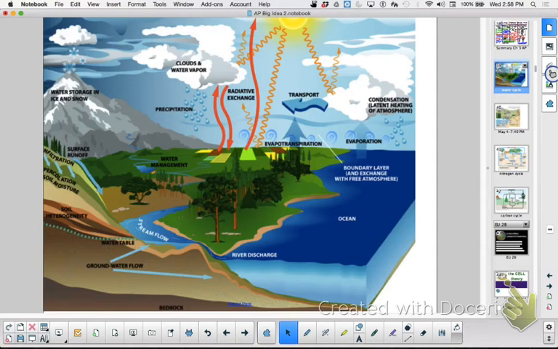What do you call rain? What's the name for rain? And what do you call evaporation out of a plant? You've already learned this. Transpiration, right? So we know about the water cycle.